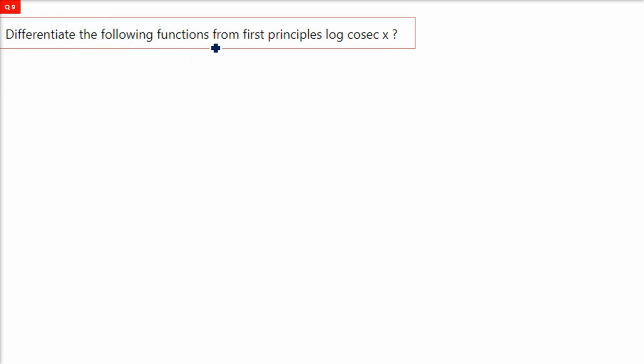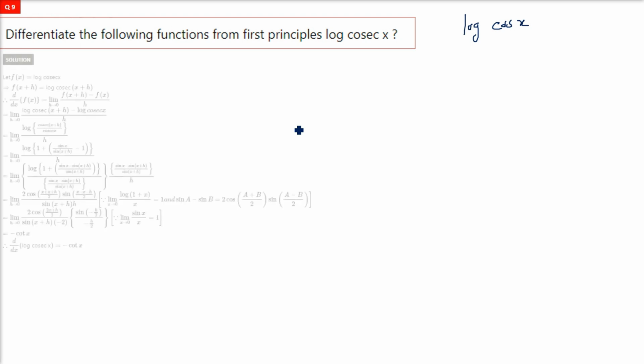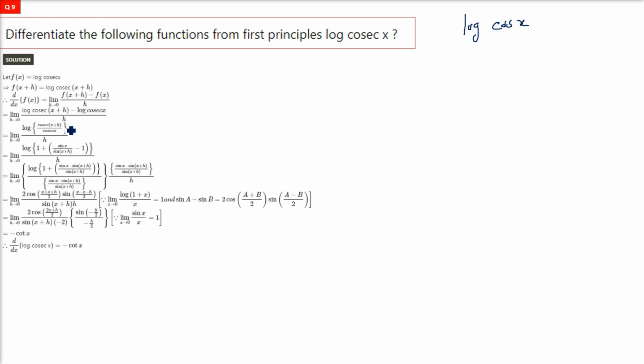Differentiate the following functions from first principles: log cosec x. If you remember, we have already done a question in this exercise which was log cos x. So the steps we are going to take will be the same as for log cos x. For those who want to do it themselves, I have given a reference on the left.